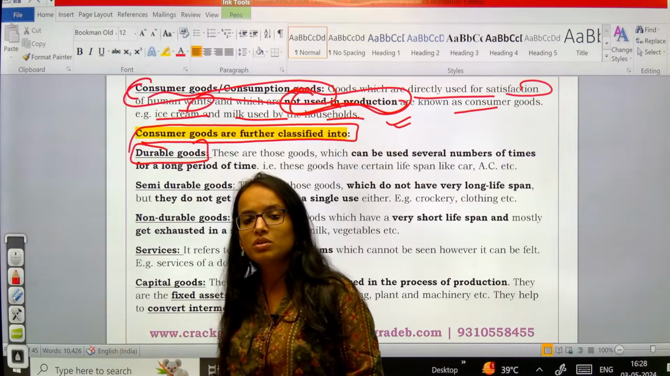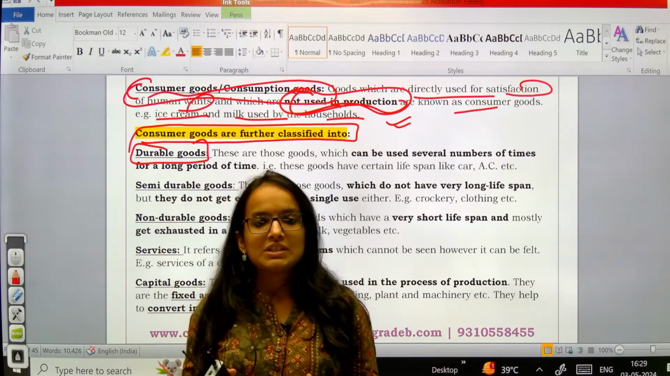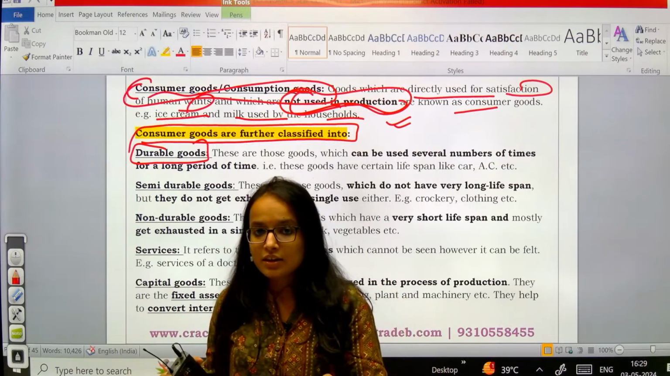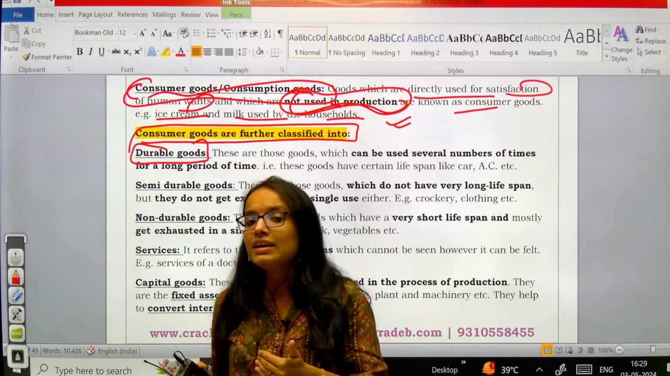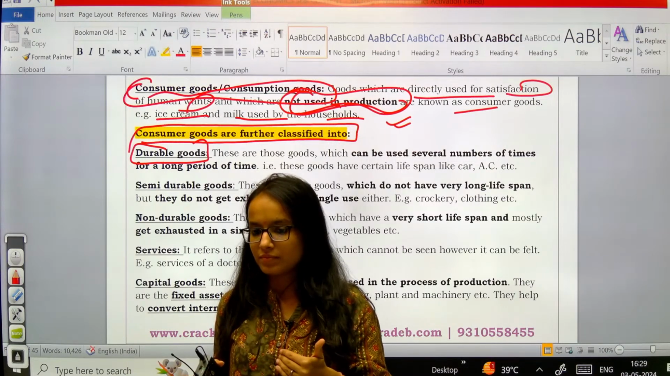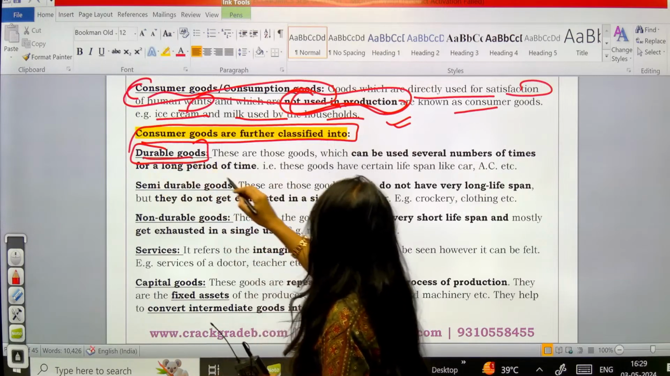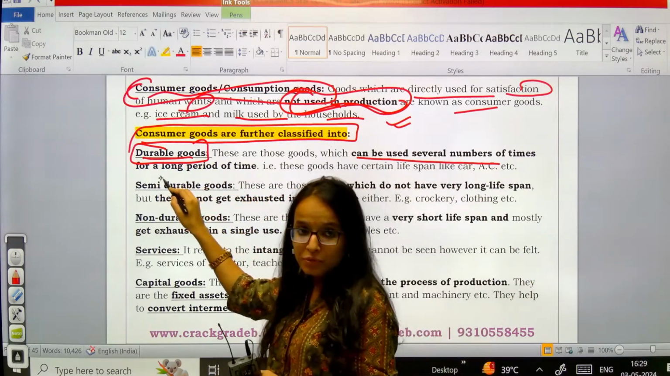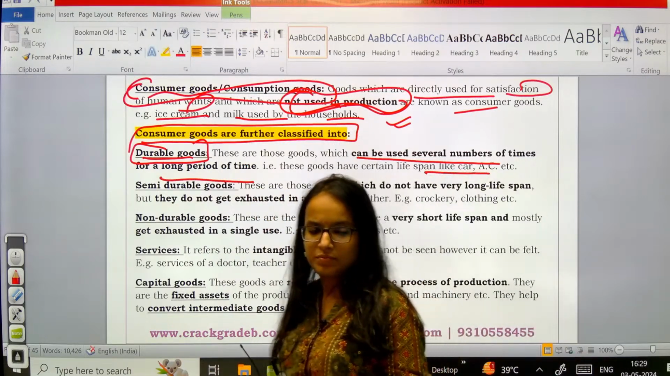What is a durable good? We all know that durable goods are such goods which have a longer shelf life; they can be used again and again. When you use these goods again and again, they do not get exhausted. So durable goods are those goods which can be used several times for a long period of time. For example, your car, your air conditioner, right?